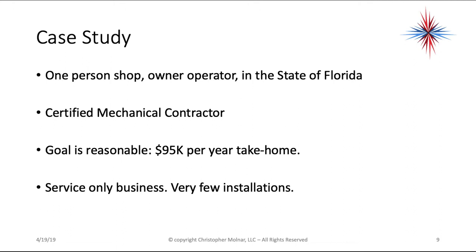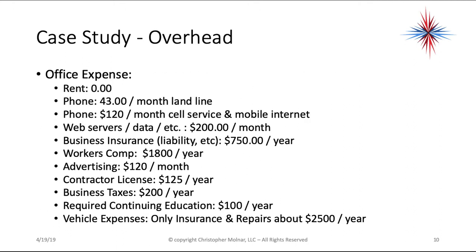It's a service-only business, very few installations. Again, an owner-operator has a tough time sometimes with install because they have to be on the job site and they're losing other business. Okay, so let's take a look at this. Office expense, rent zero. They run it out of their home. $43 a month for a landline phone. Cell service has gotten ridiculously expensive, about $120 a month, cell service and mobile internet.